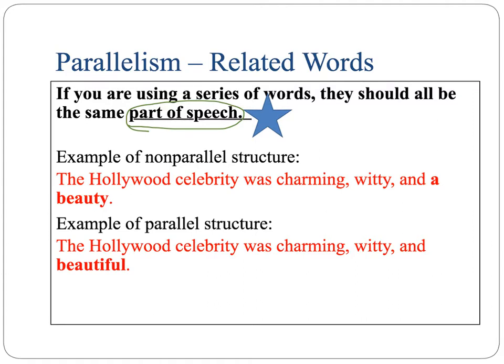So an example down here that we have is, the Hollywood celebrity was charming, witty, and a beauty. Well, here, these different words that we have in the series: charming, witty, and a beauty. Charming is an adjective. Witty is an adjective. And a beauty is a noun. So that's not parallel. So down here, we have changed it to be adjective, adjective, adjective. You change the noun form beauty into beautiful to make it an adjective and make the sentence parallel.